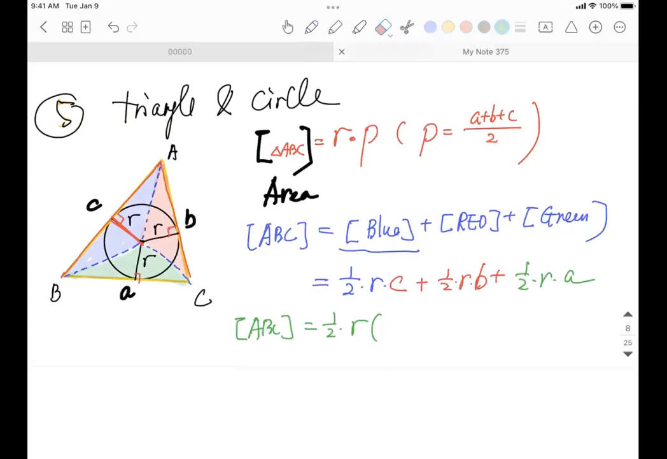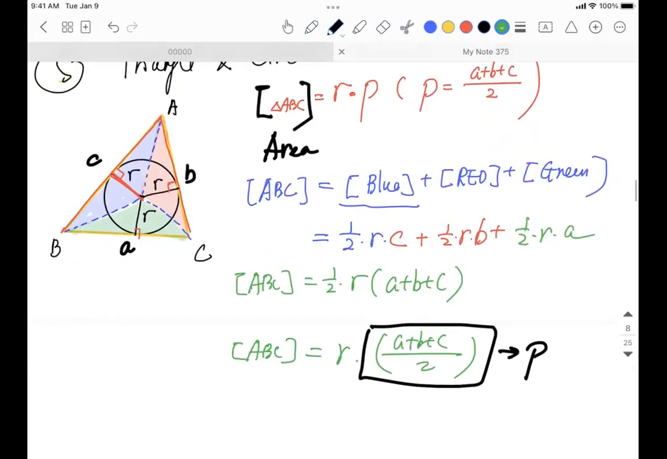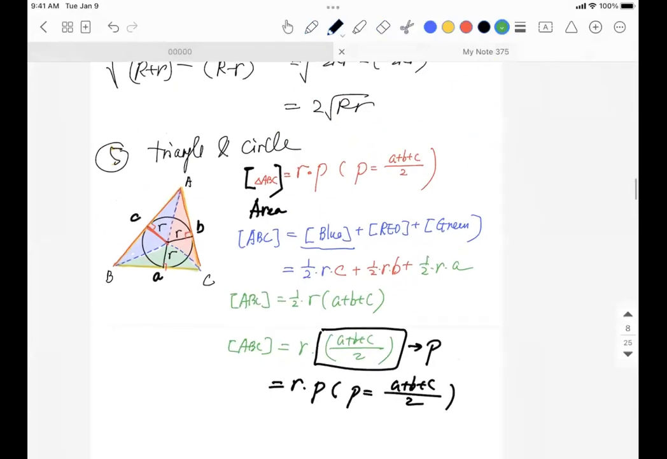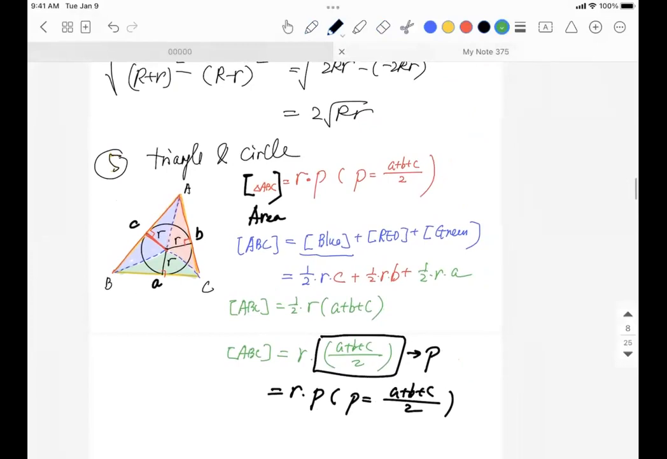So my triangle ABC's area will be 1 over 2 R times A plus B plus C. So the area of ABC equals R times (A plus B plus C) over 2, and this I give the name P. So R times P, where P is half the perimeter. Does it make sense to you? Yes or no? You guys follow me? Yeah. Thank you. This is understandable.